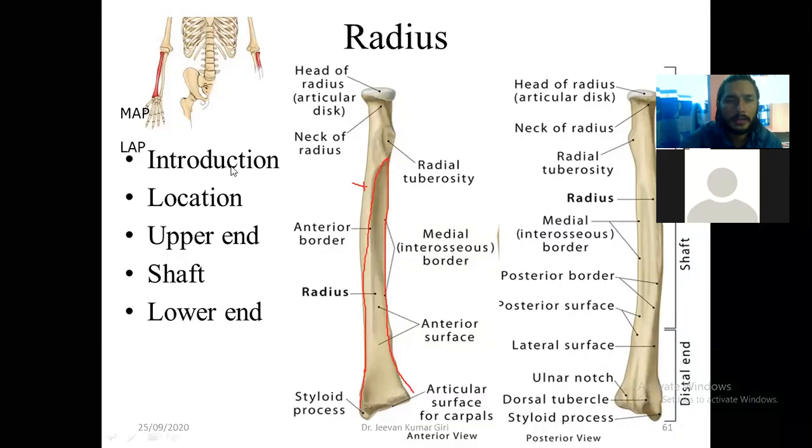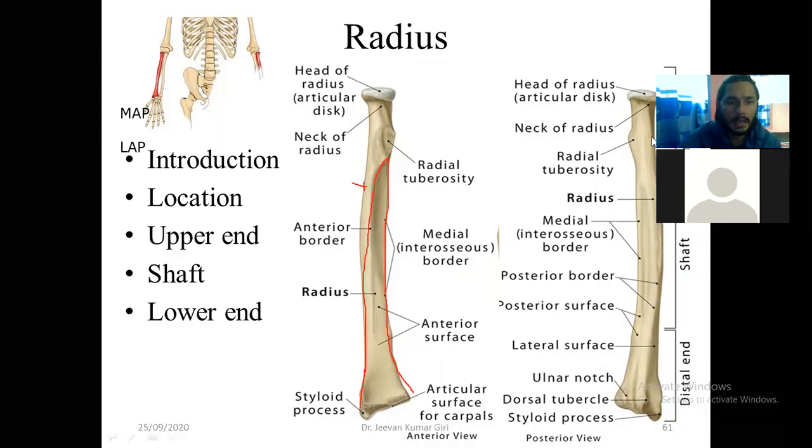Okay for you? Are you getting it? So this is the lateral surface, in between the anterior border and the posterior border. The anterior surface is in between the anterior and the medial border. Next is the posterior surface, in between the medial border and the posterior border. So just remember this.